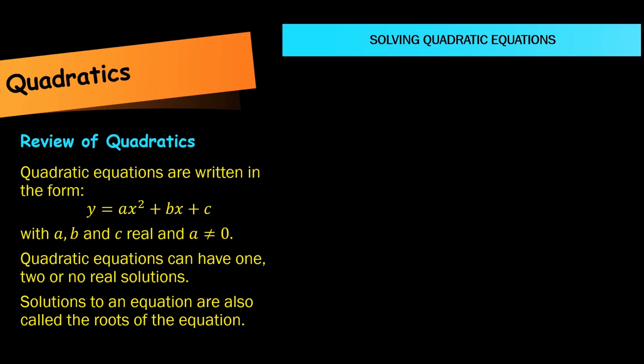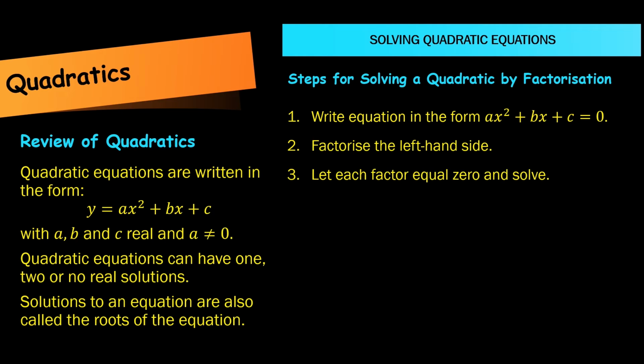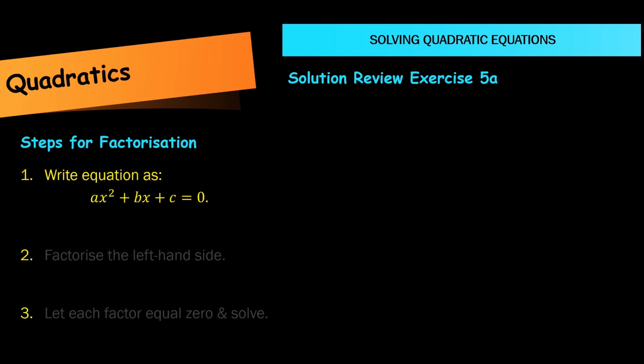So let's take a look at the steps for solving a quadratic by factorisation. First, write the equation in the form ax squared plus bx plus c equals 0. Then factorise the left-hand side. And finally, let each factor equal 0 and solve. So let's take a look at review exercise 5a and apply these steps to this exercise.